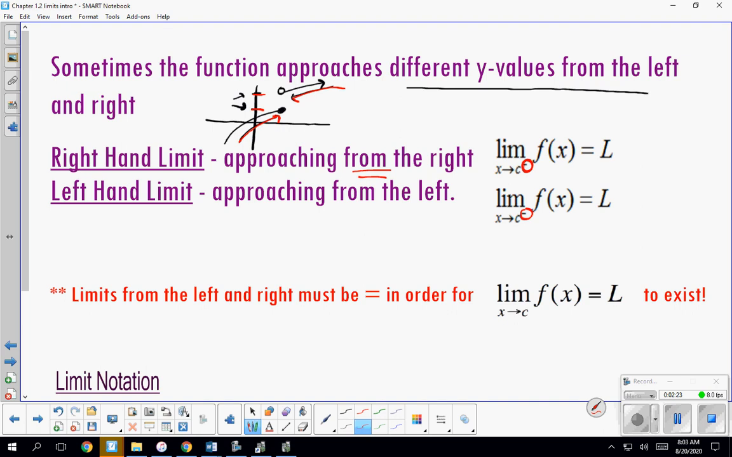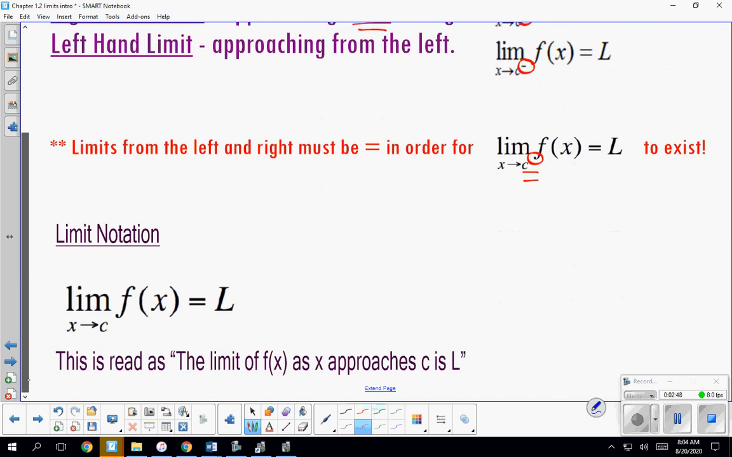If the limit exists, they have to approach the same value. So when there's no plus or minus, that means we're just looking for the overall limit. In order for that to exist, they have to be exactly the same. If we see a little plus or minus here, that means we're only looking in one direction. If there's nothing here, that means we're looking in both directions.